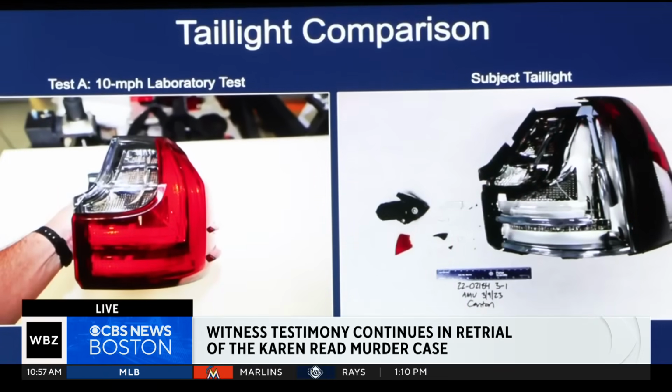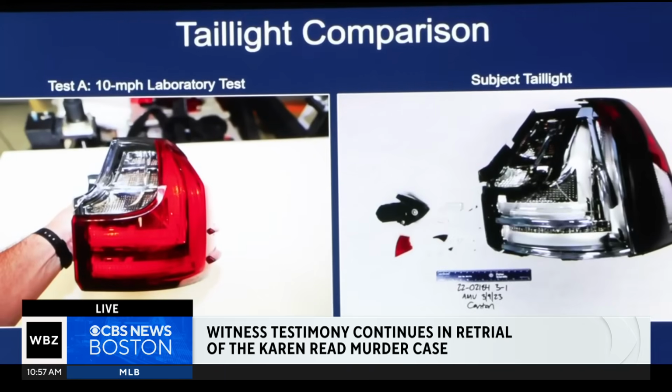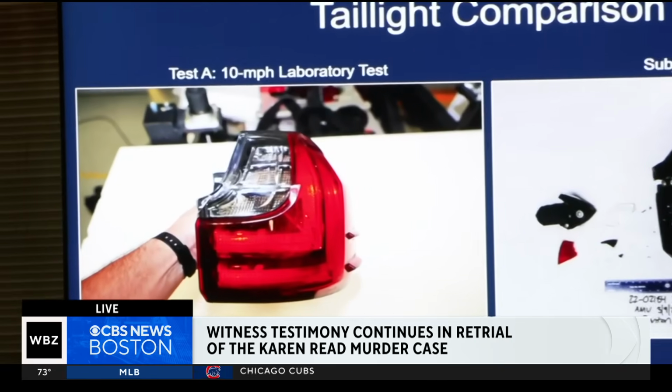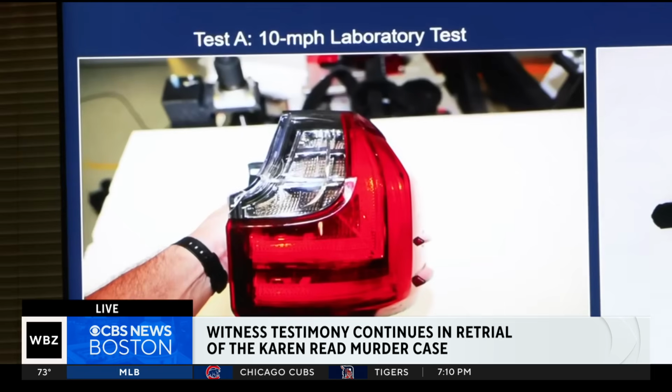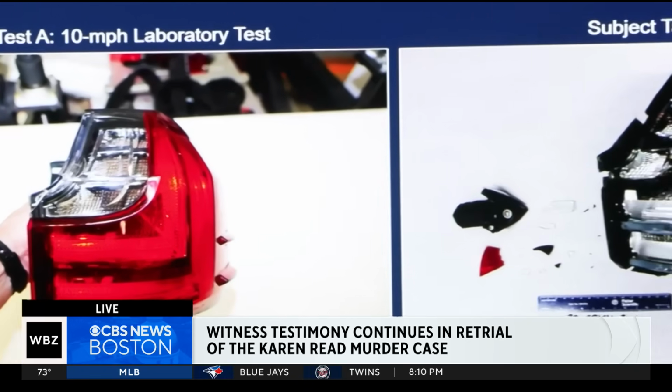What is this? So this is the photograph that I just showed you compared to that of the subject taillight, so that you can have a side-by-side comparison of the test taillight compared to that of the subject. Were you able to reach any opinions and conclusions about whether the damage to the subject taillight is consistent with striking an arm at 10 miles an hour? It's inconsistent, in my opinion. Next slide, please.